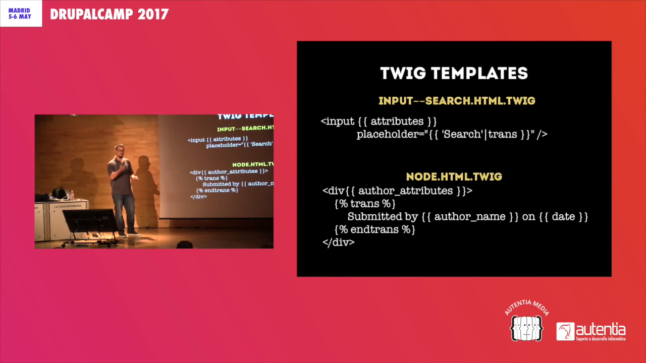The filter is if you have a short string, maybe you want to use that. If you have a longer string, which may have placeholders or context, you should use the trans tag because it's more readable. So in this case, we have a string submitted by, and we have a placeholder, author name and the date. So this will be replaced by variable values here.